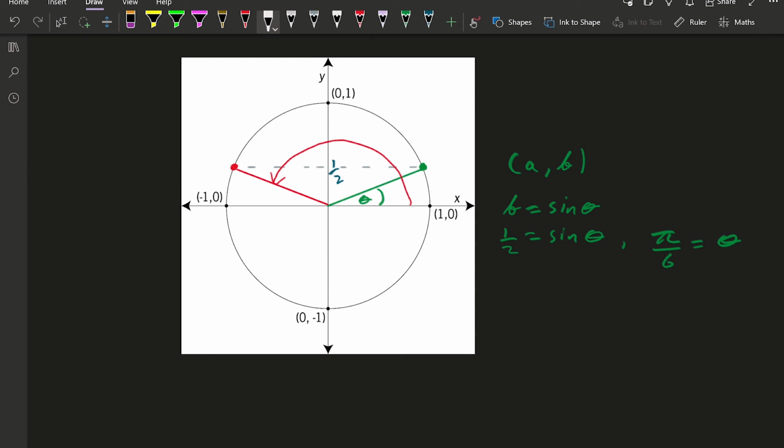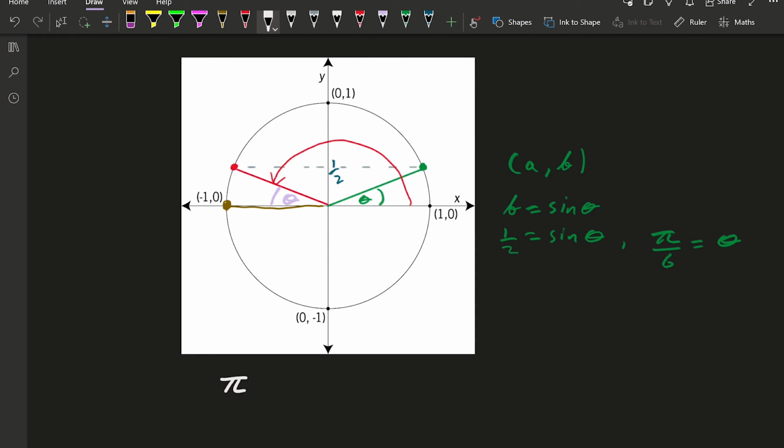So how do we find this red angle? Well, we know that this angle here, between the red and the negative x-axis, is also theta. And we know what theta is. We know that it's pi over 6. We know that this angle here would be pi, that's like going all the way around like this. So all we need to do is take pi minus theta. That would give us the red angle.